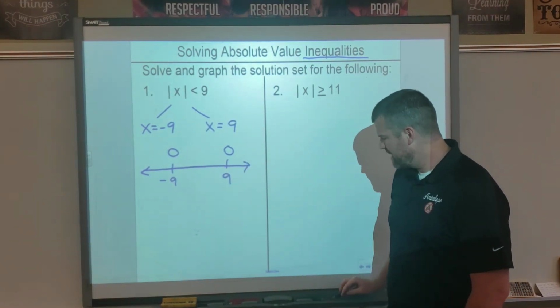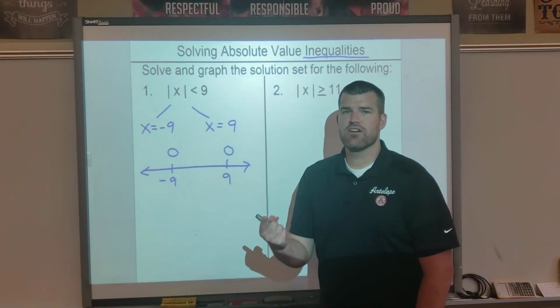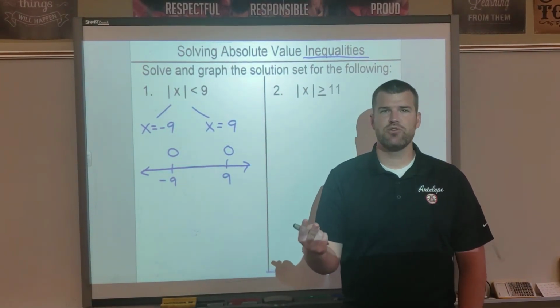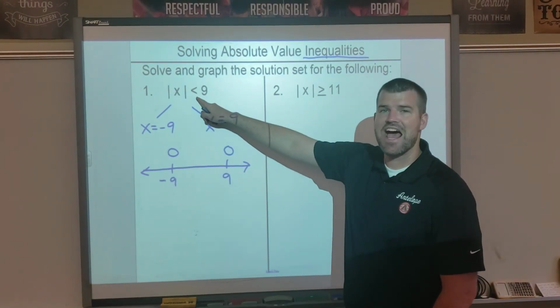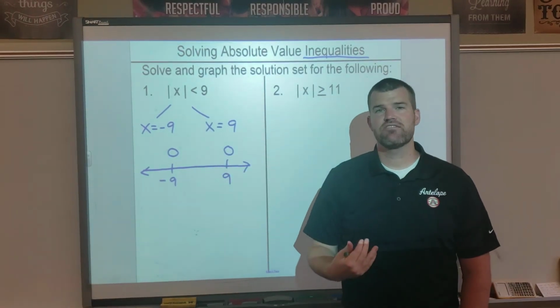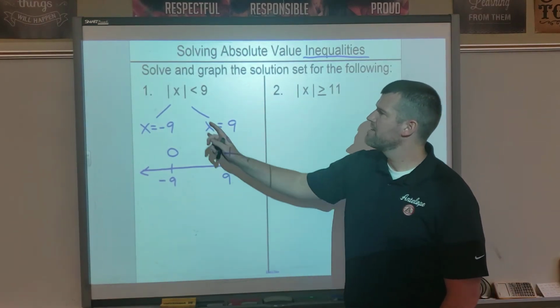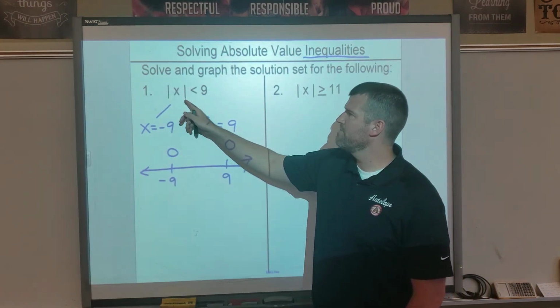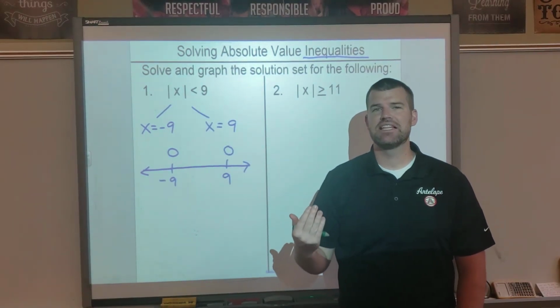Then we go back to the inequality and we have to decide two things. Do we shade in our circles, and which direction do our arrows go? So first I look and I notice that this does not have an equal to. So -9 and +9 are not solutions, so we will not shade those in. Second thing I notice is that my absolute value is less. So my distance is less.